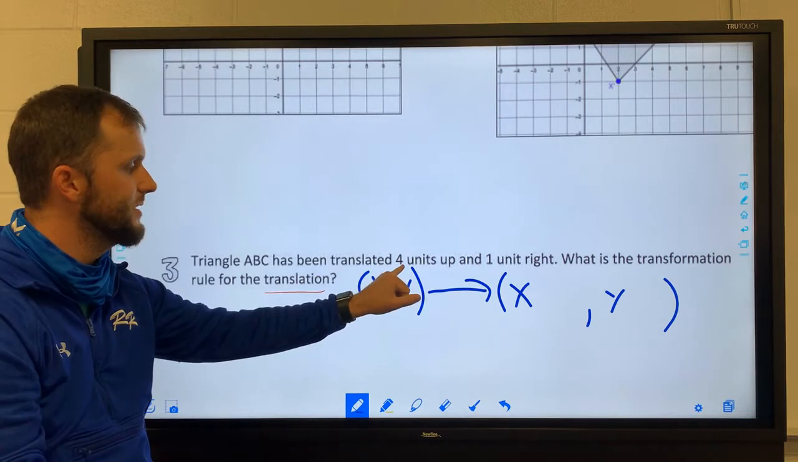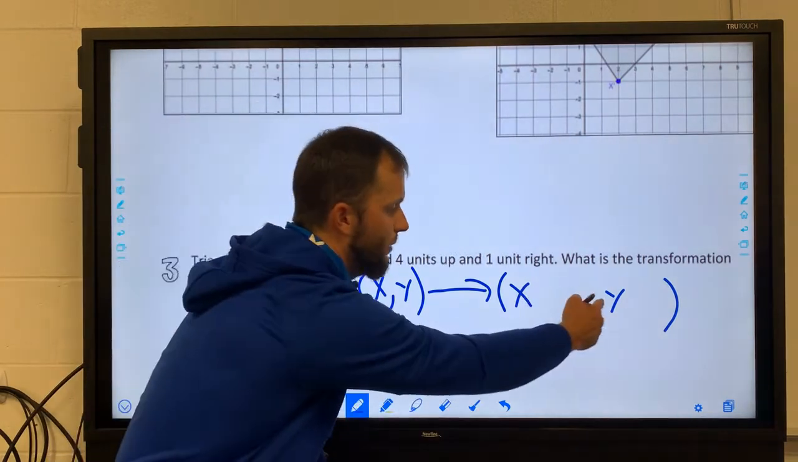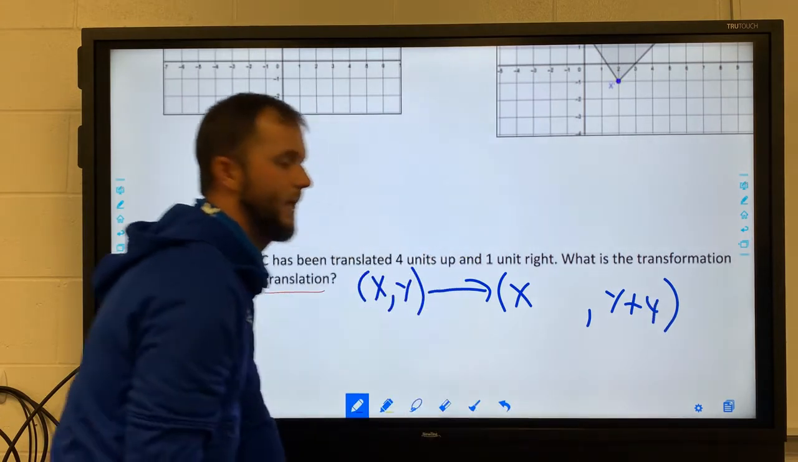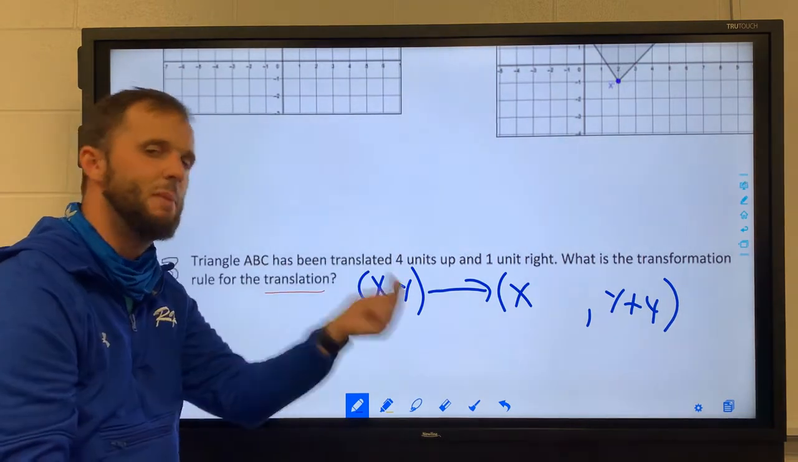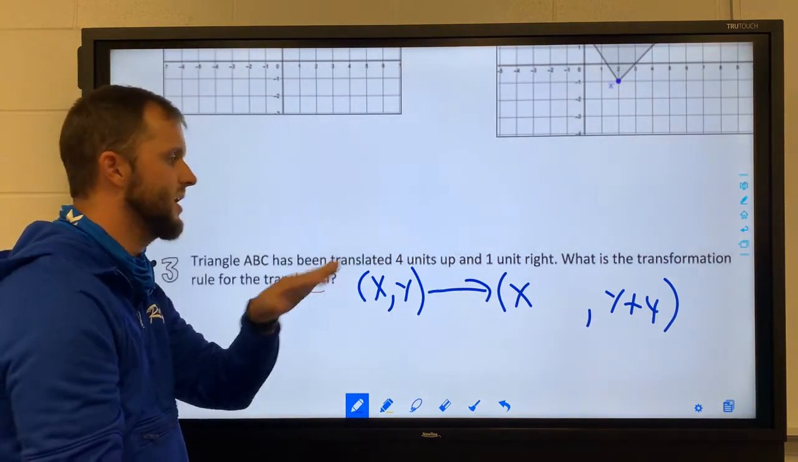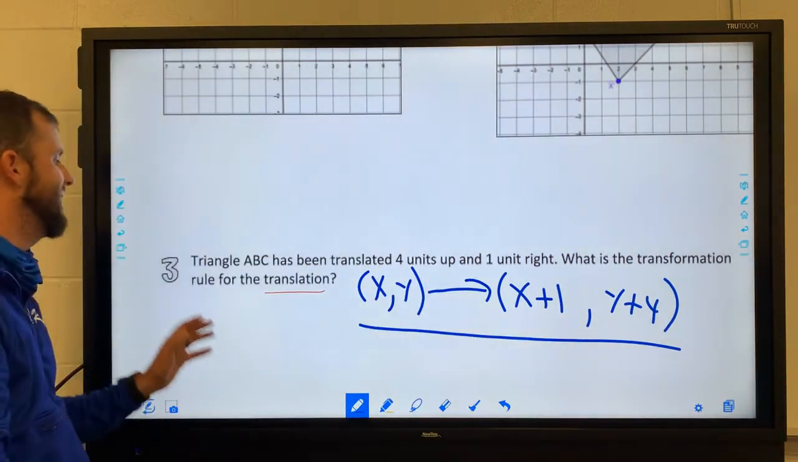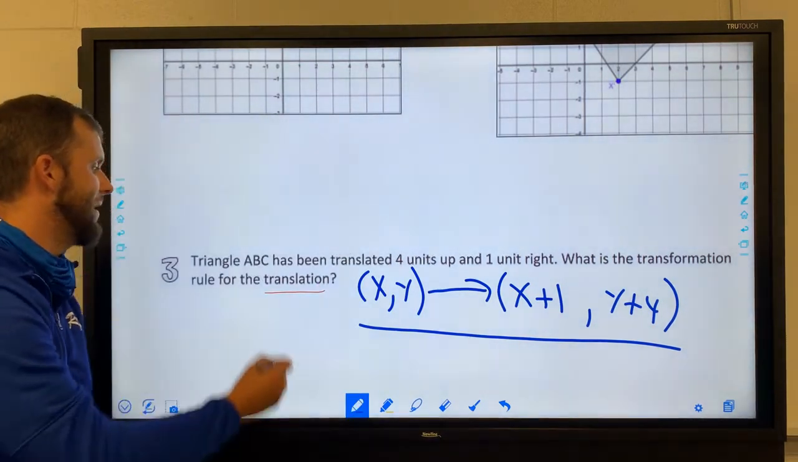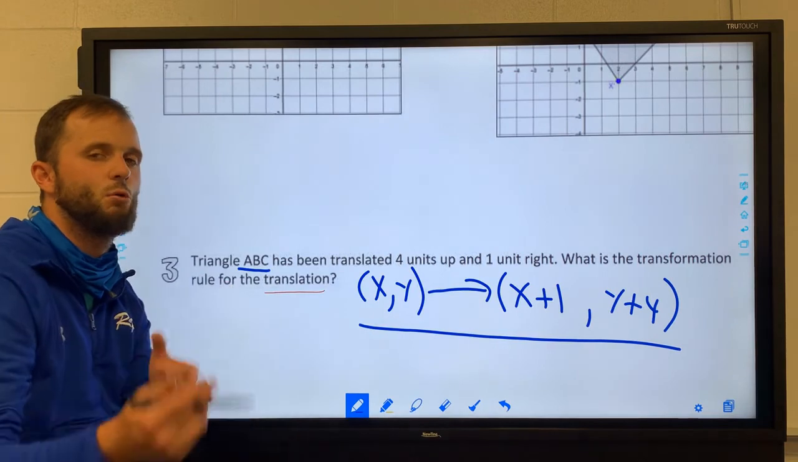Triangle ABC has been translated 4 units up. So up means I'm going to add. So I'm going to go to the y coordinate. Up means I'm going to add 4 to the y coordinate, okay? And 1 unit to the right. So right in math is going to be positive. So the x coordinate's horizontal, so I'm going to add 1 to the x. So ladies and gentlemen, off of the information given inside of example number 3, this is the translation rule. So that means I would take every single point of ABC, run it through the translation rule, and it's going to give me the coordinates of my translated figure, okay?